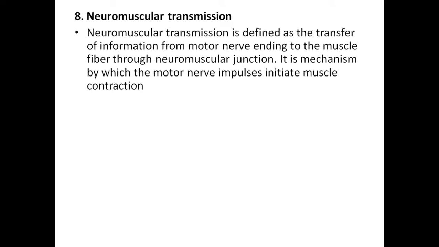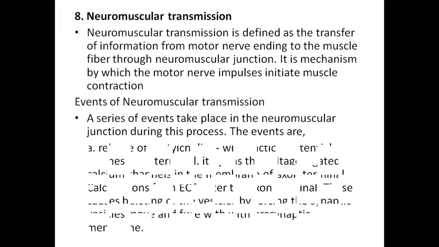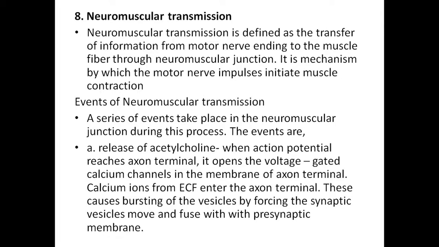Neuromuscular transmission. Neuromuscular transmission is defined as the transfer of information from the motor nerve ending to the muscle fibers through the neuromuscular junction. It is the mechanism by which motor nerve impulses initiate muscle contraction. Events of neuromuscular transmission: a series of events takes place in the neuromuscular junction. During this process, the events are: first, release of acetylcholine.